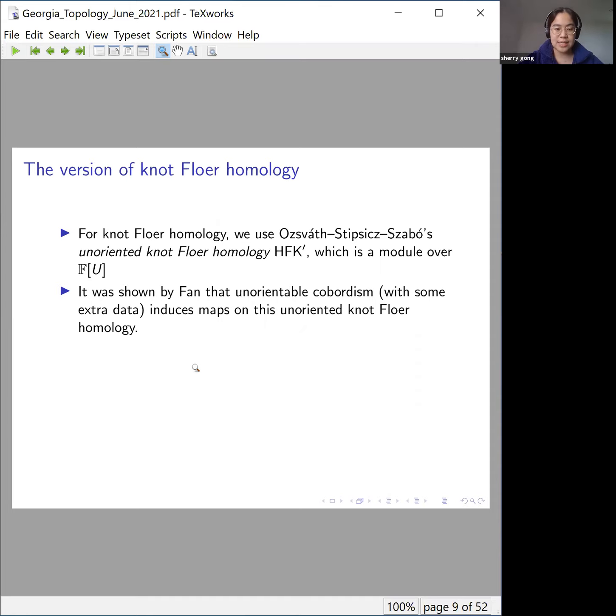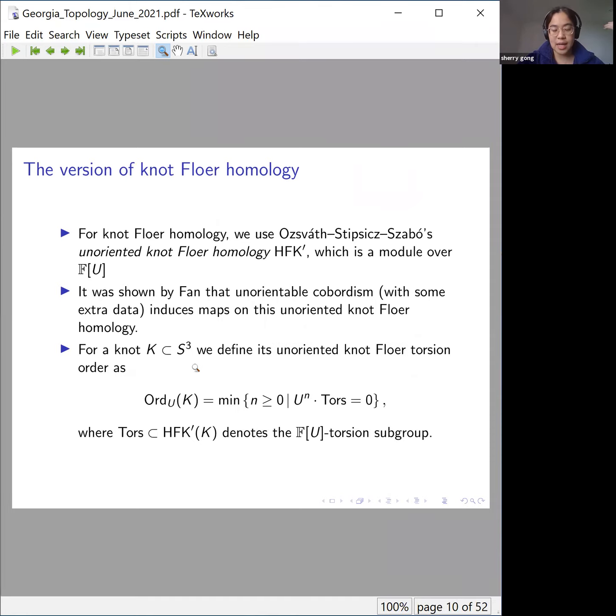One property of this is that this is a module over F[U], and the torsion part of it is going to be killed by some power of U. We define the unoriented knot Floer torsion order as the minimum power of U that kills the torsion part. All of our results are going to be in two parts. There's going to be this knot Floer homology version and an instanton Floer homology version.